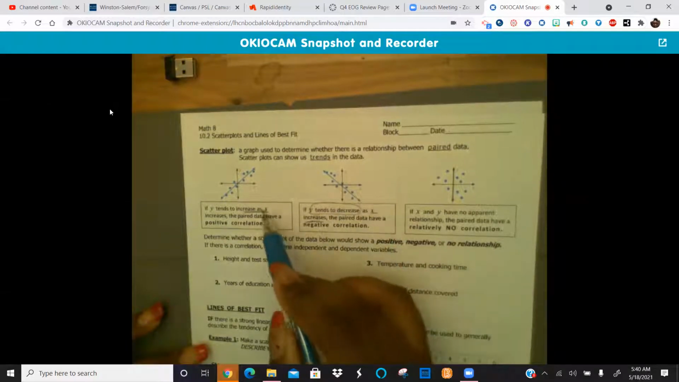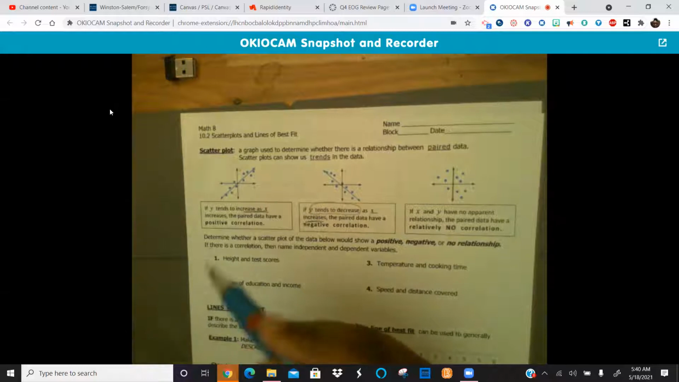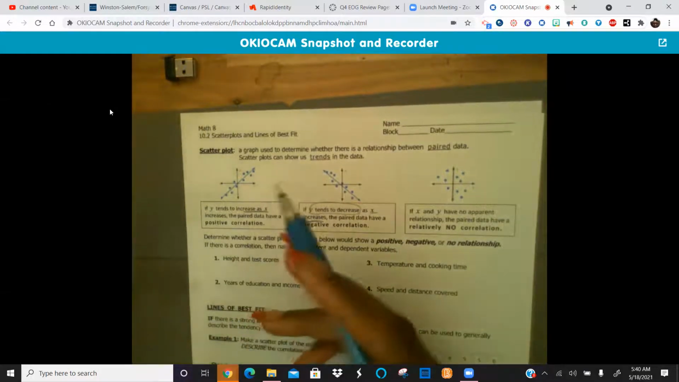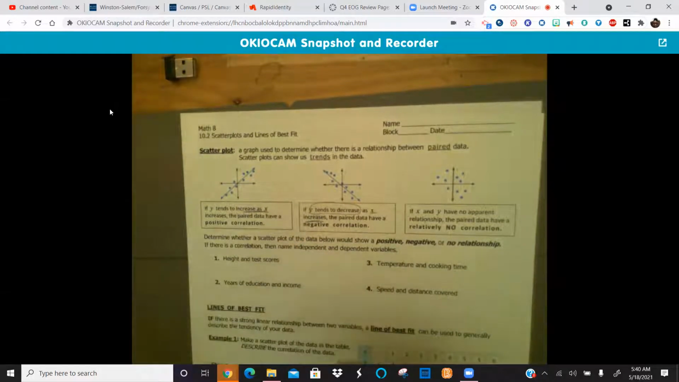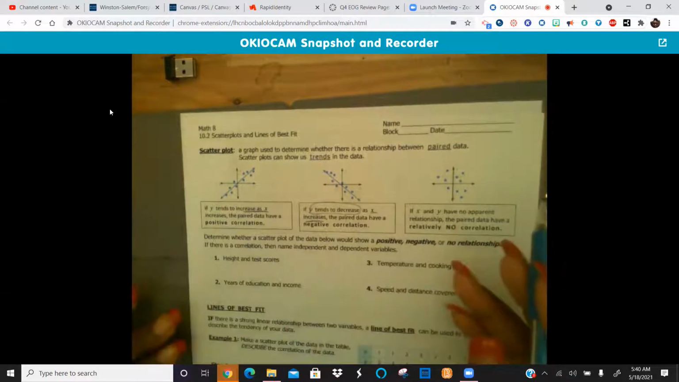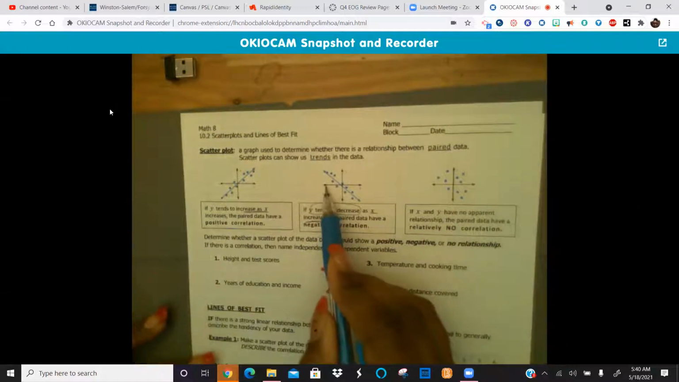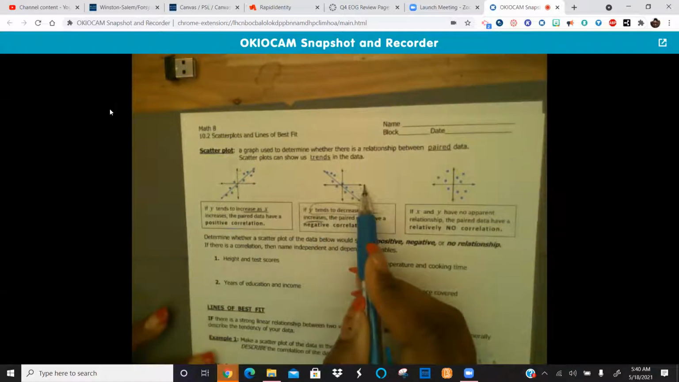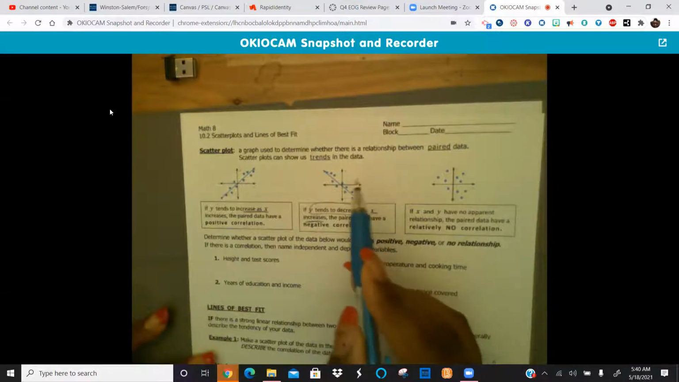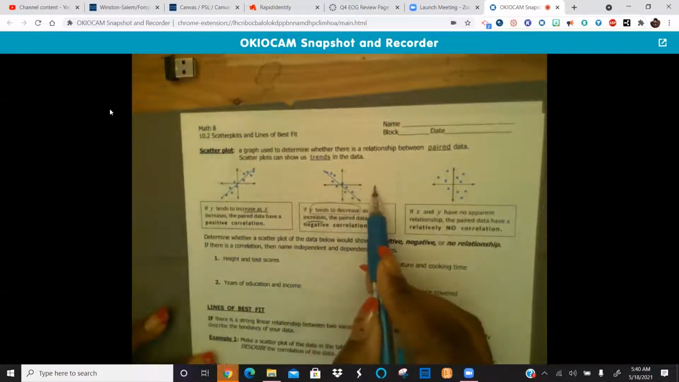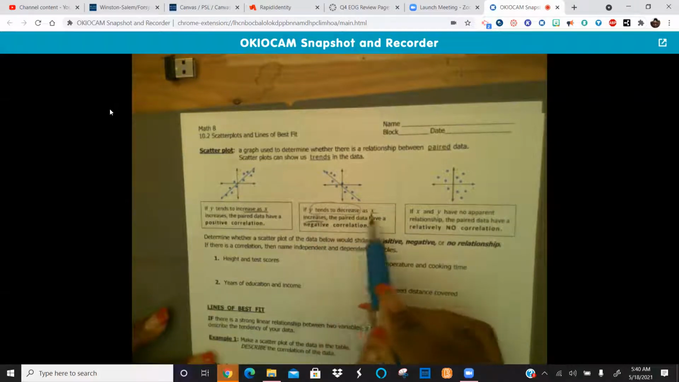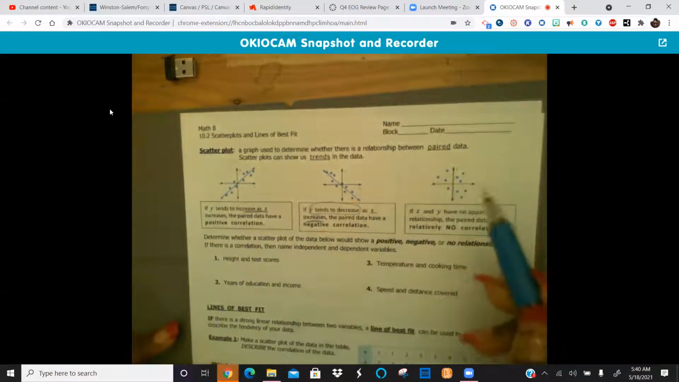X is always going to increase because, just think of x as like time. It's usually minutes, days, years. Those variables are unaffected by anything else. They're going to increase regardless. You read a graph from left to right, so your x values are always just going to increase.